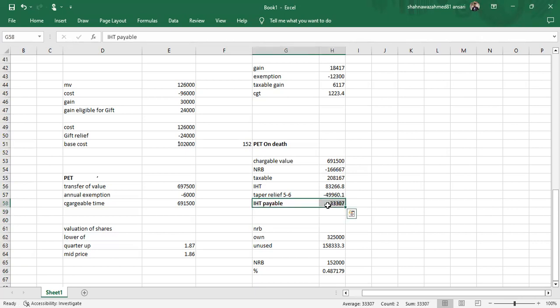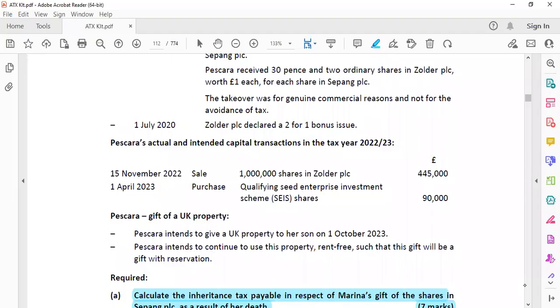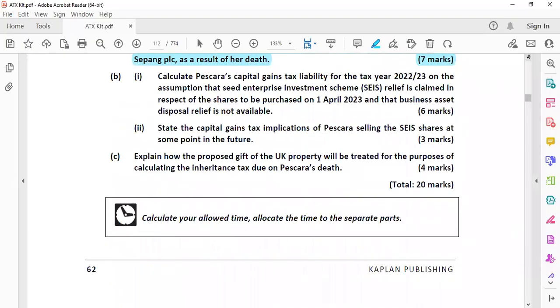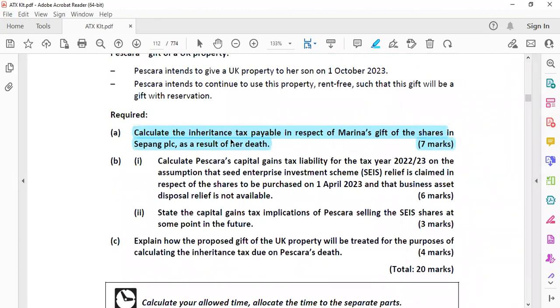Again, lots of calculation. Good question from a calculation point of view. See the requirement again. Requirement was, first one, 7 marks question. Calculate the IHT payable against Marina's gift in Sipang as a result of her death. So all together calculation.